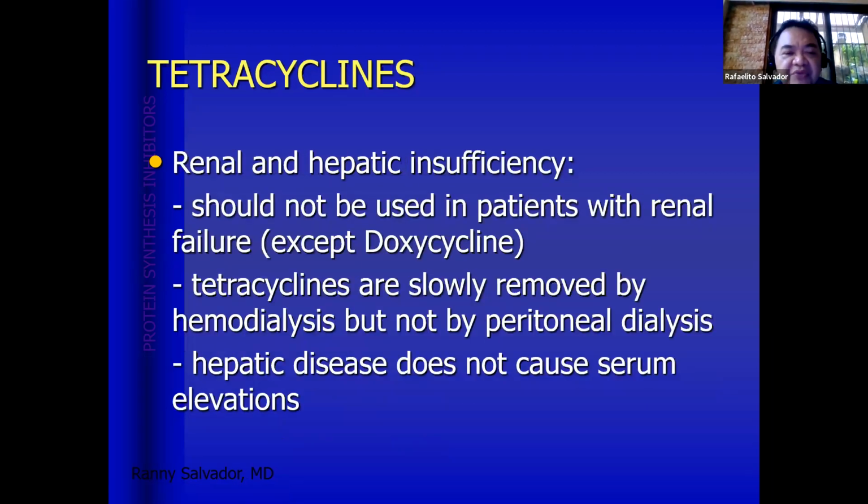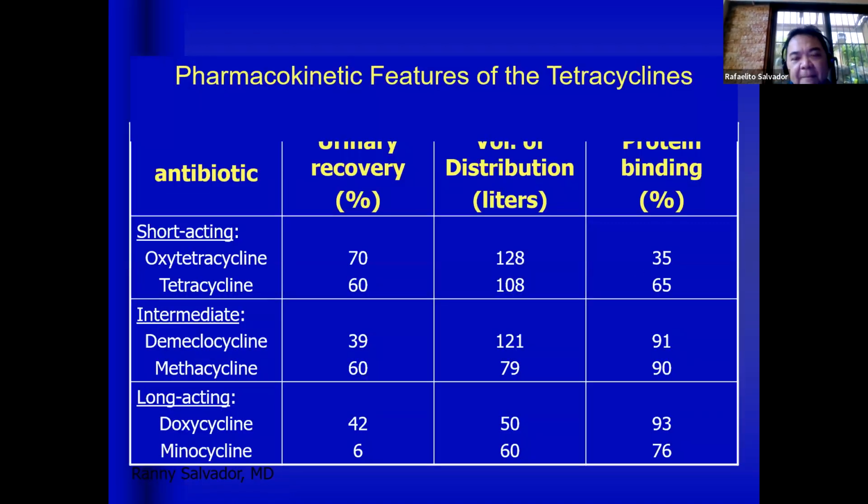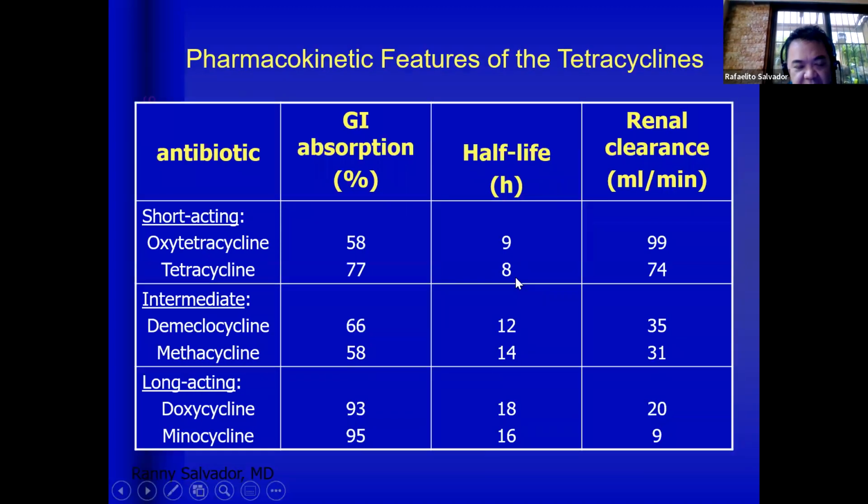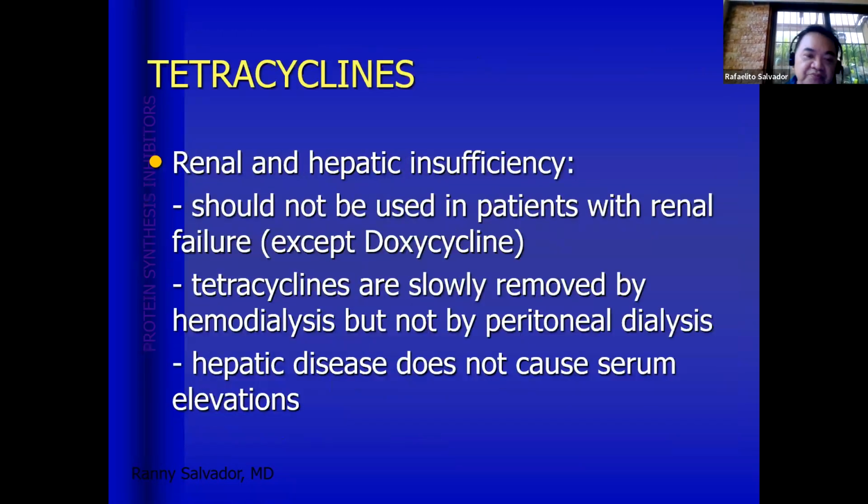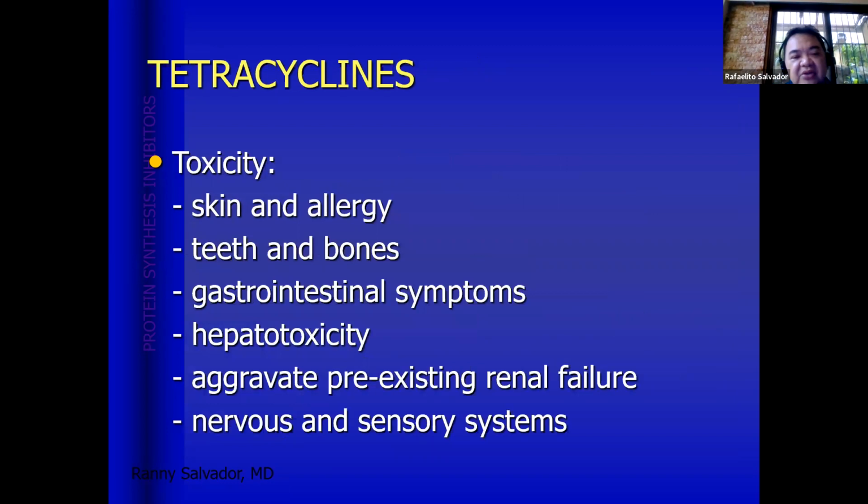So, in renal and hepatic insufficiency, it should not be used in patients with renal failure except doxycycline, because I mentioned this earlier. Tandaan niyo ha. Yes. Ang clearance ng doxycycline is low. Renal clearance is low. So, pwede siya. And probably also minocycline. Tetracyclines are slowly removed by hemodialysis but not peritoneal dialysis. Hepatic disease does not cause elevations. Toxicity, tandaan niyo toxicity, skin allergy, common.